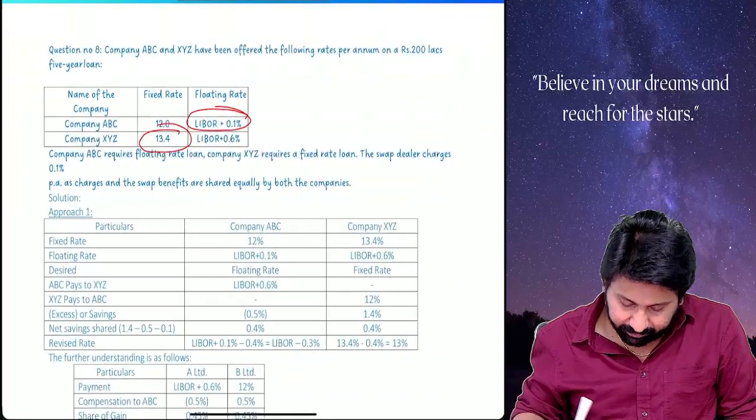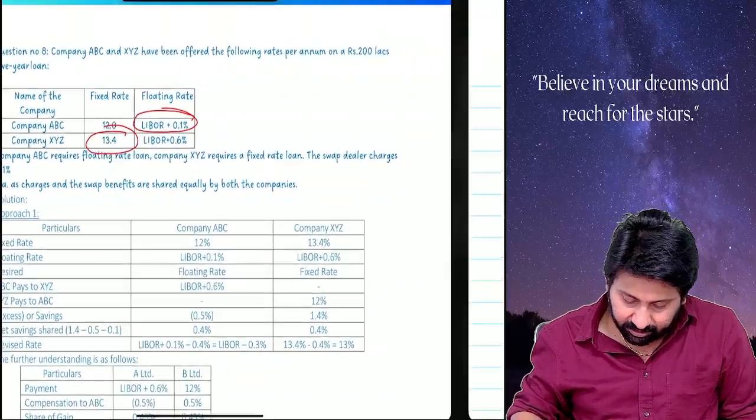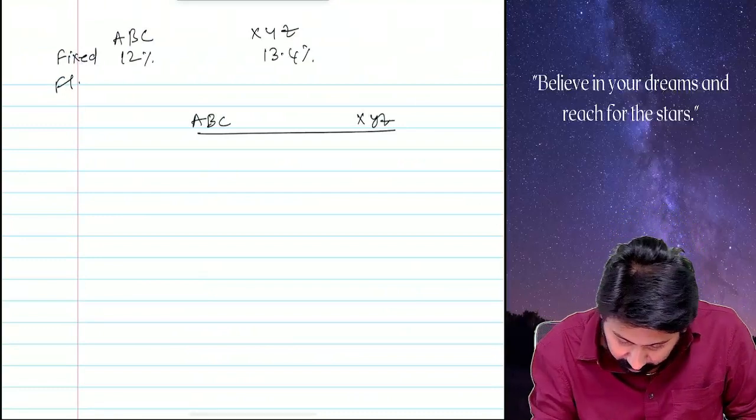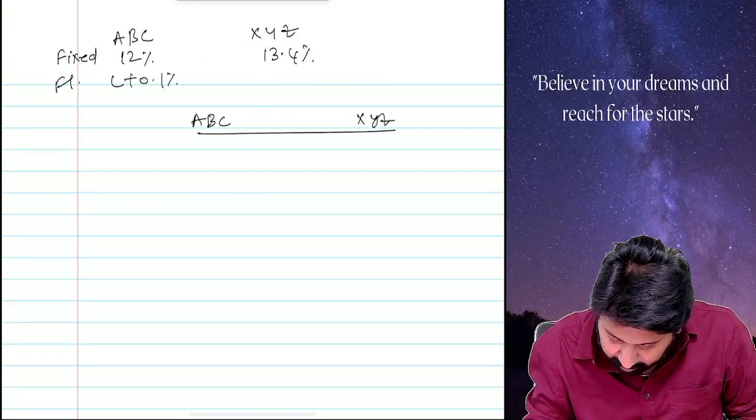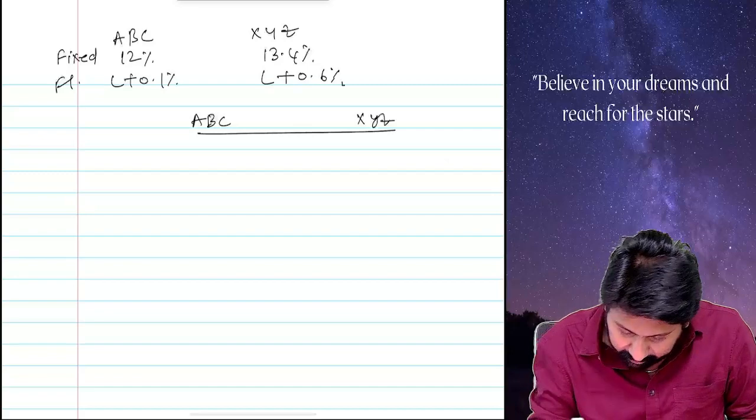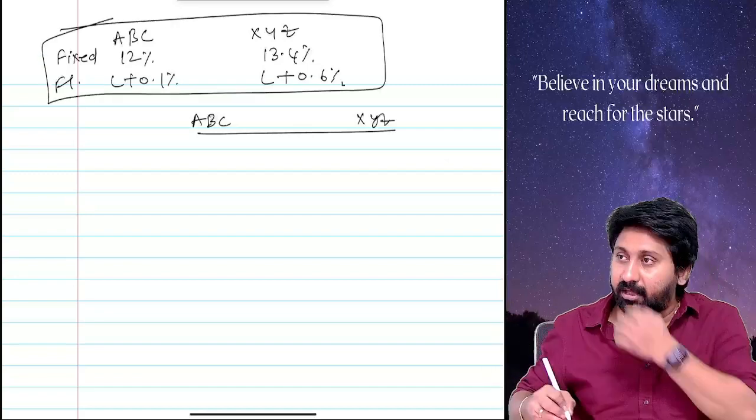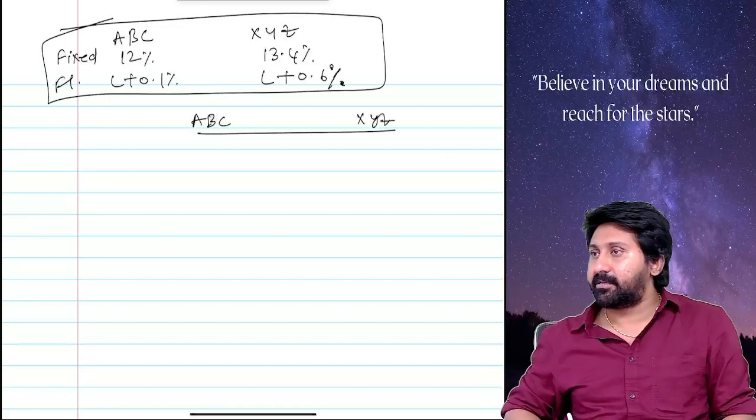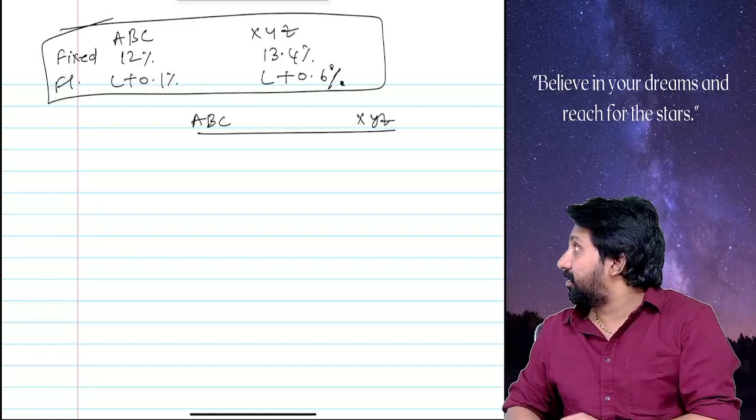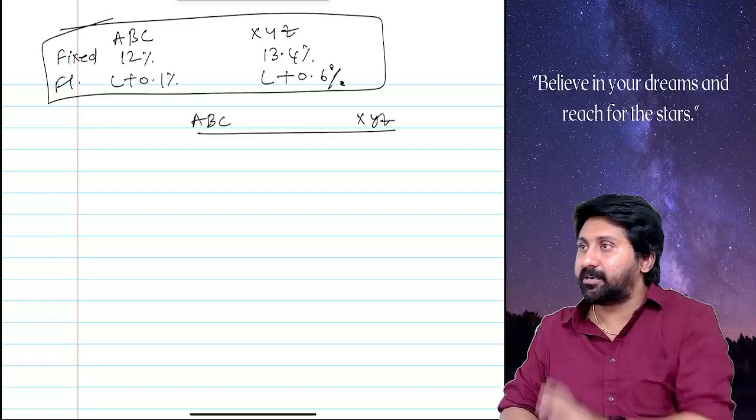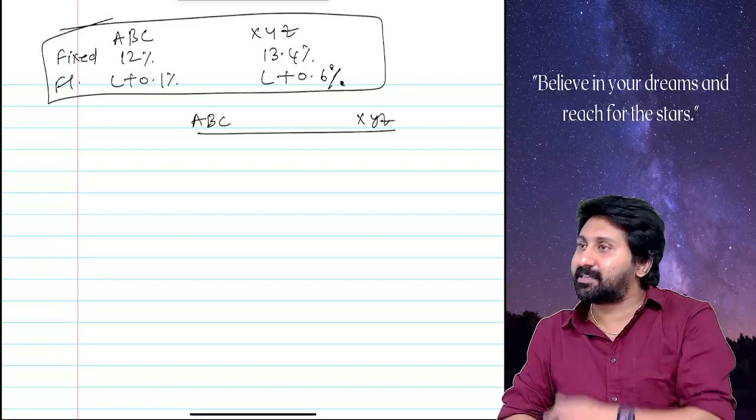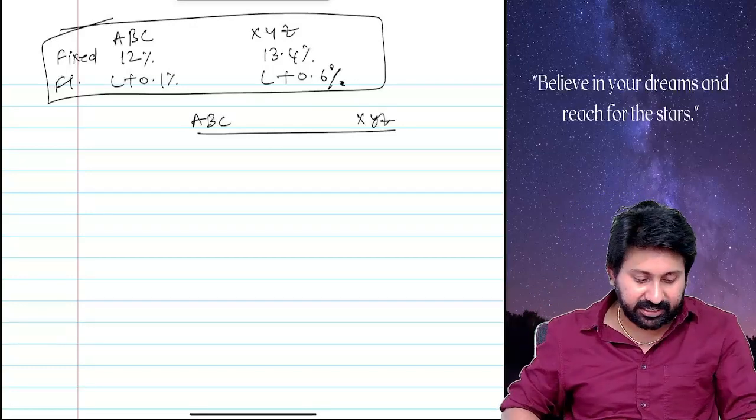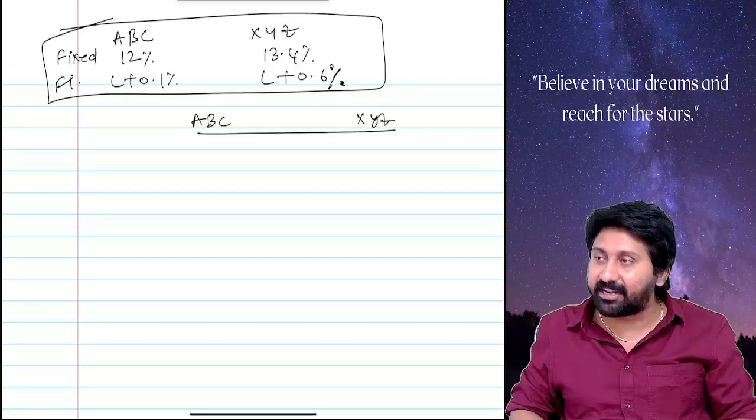Fixed, floating. Tell me how much is the fixed? 12. 13.4. LIBOR plus? This is the info given in the question. Correct? Like this, 6-7 times this question came in the exam. Numbers will change. First thing, the difficulty is understanding the question, because students will mug up the swaps. They will know the basic concept. They don't know internally what the intention of the question is.